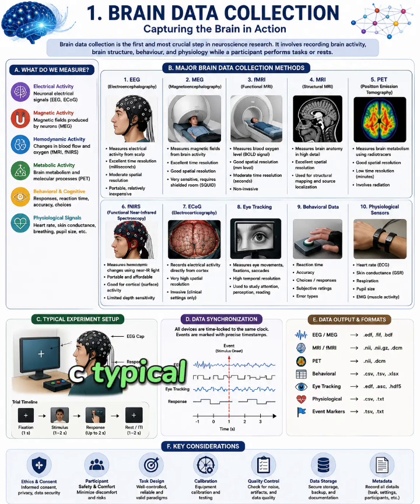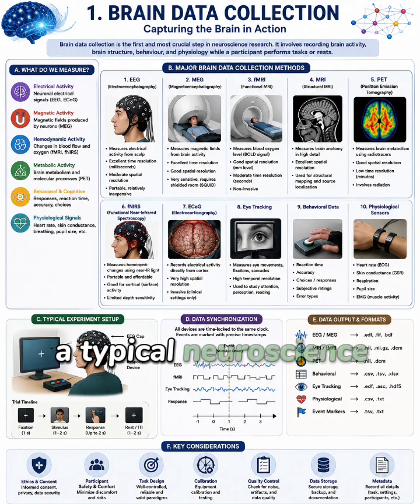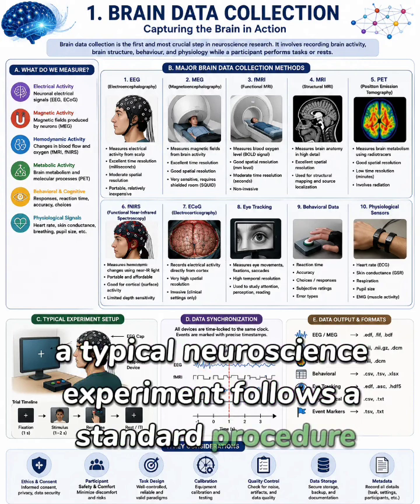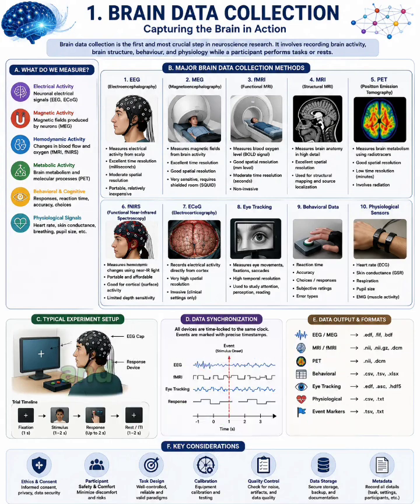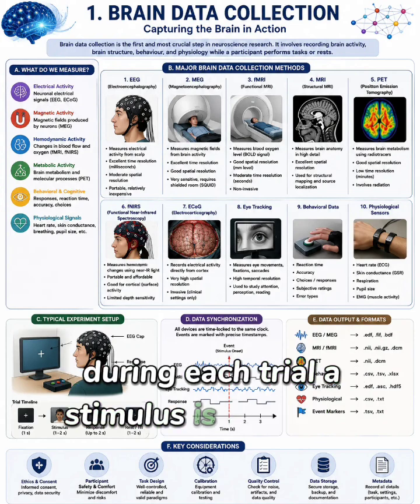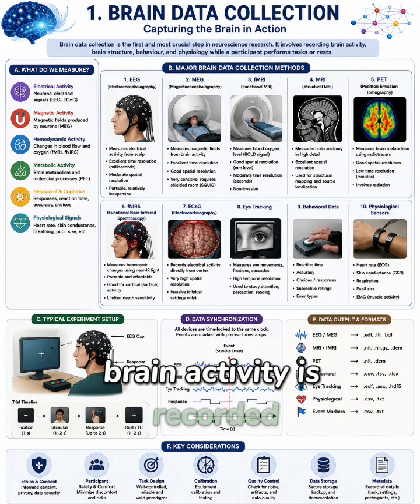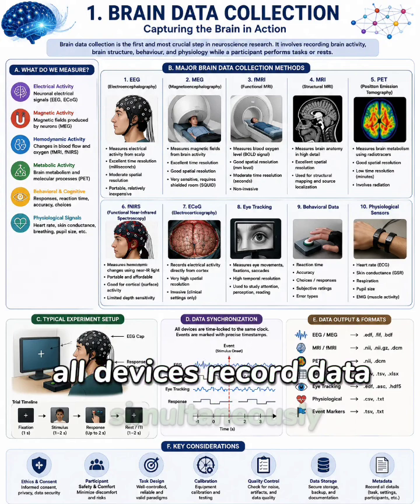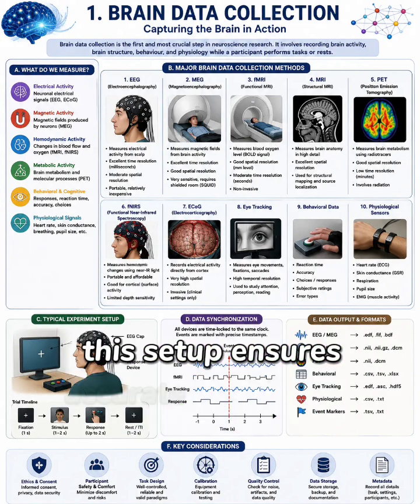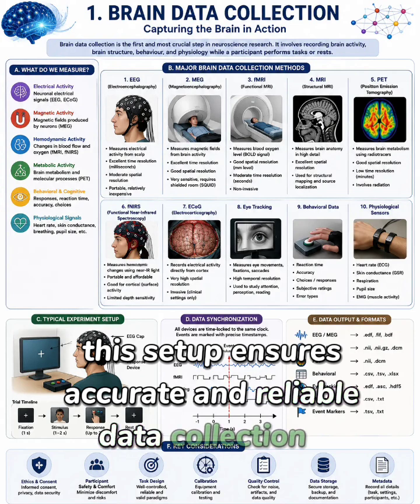C. Typical experiment setup. A typical neuroscience experiment follows a standard procedure. The participant wears an EEG cap, sits comfortably in front of a computer, and responds using a response device. During each trial, a stimulus is presented. Brain activity is recorded. Behavioral responses are collected. All devices record data simultaneously. This setup ensures accurate and reliable data collection.